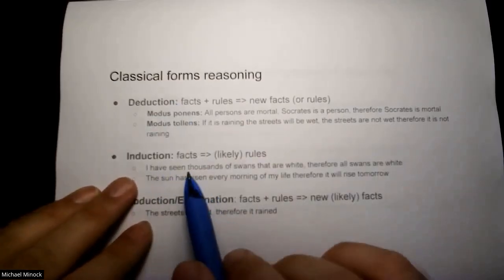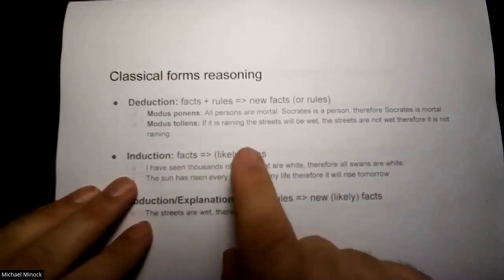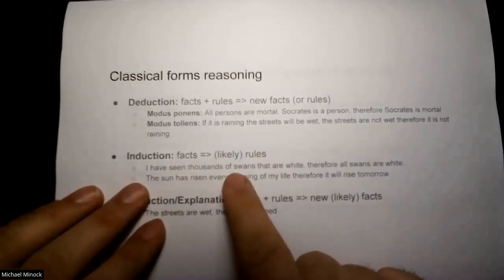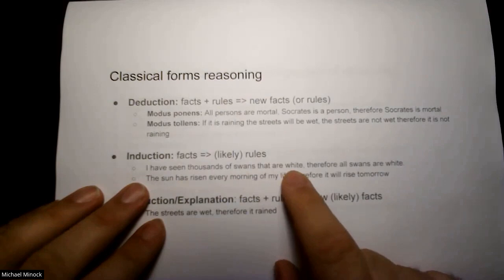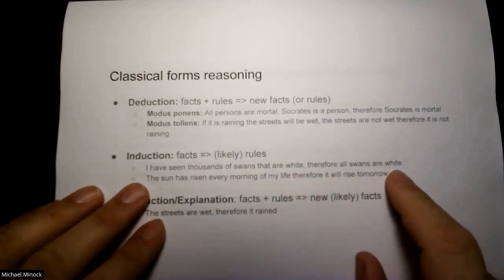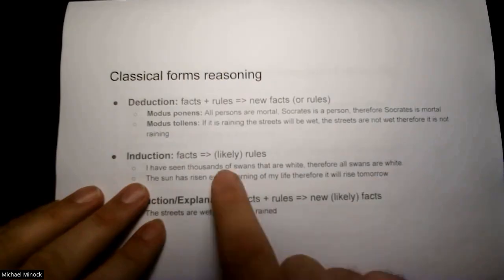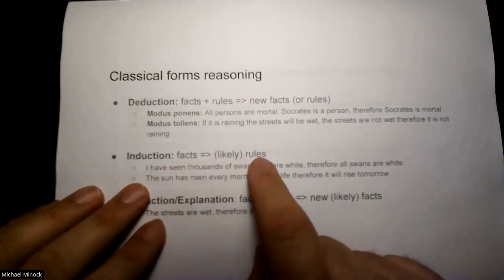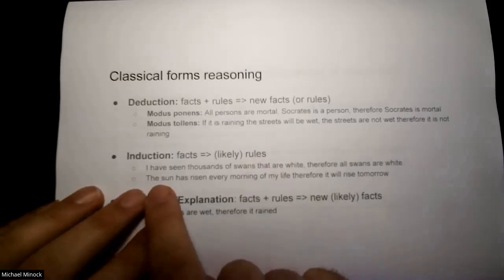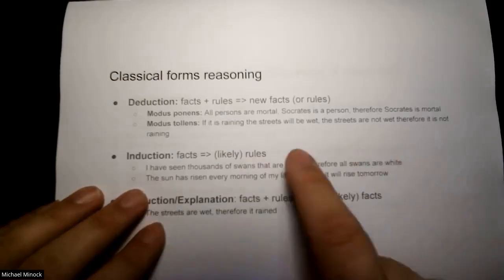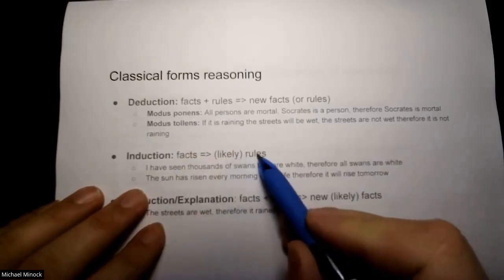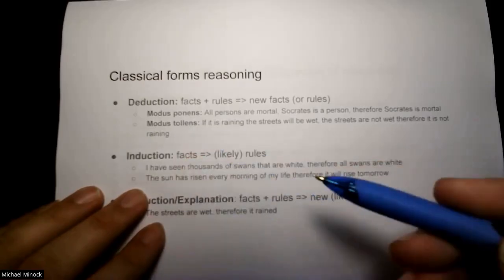Induction is different though. Induction goes from facts to likely rules. So, for instance, I have seen thousands of swans that are all white. All I see are white swans. Therefore, all swans are white. That's an induction. You're basically going from a whole bunch of facts to inferring rules, right? I mean, maybe one that's a bit more solid is because we know there are black swans, right? So these can be falsified, or these can be retracted at a later date. So we can wind up believing these rules, and then further facts come in and we retract those rules.